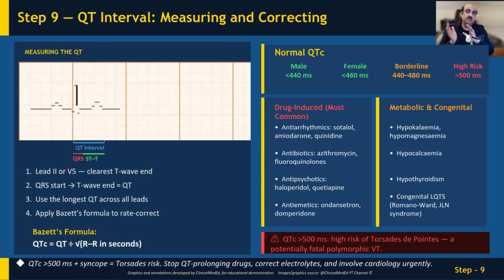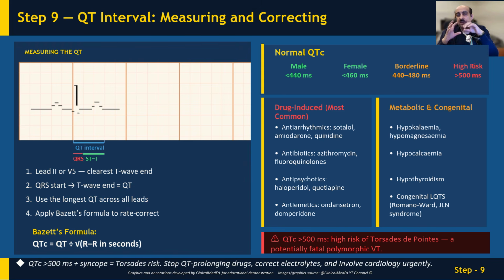The two commonest groups of causes are the congenital and metabolic, and the drug-induced. In terms of drugs, a lot of common medications: antimicrobials like quinolones, macrolides, azithromycin, clarithromycin; a lot of antiarrhythmic drugs like sotalol, amiodarone, quinidine; antipsychotics, haloperidol. That's why in elderly patients, using haloperidol for sedation or for their acute delirium can be very risky. Similarly, quetiapine. Antiemetics like ondansetron and domperidone. So all of these are very, very commonly used drugs.